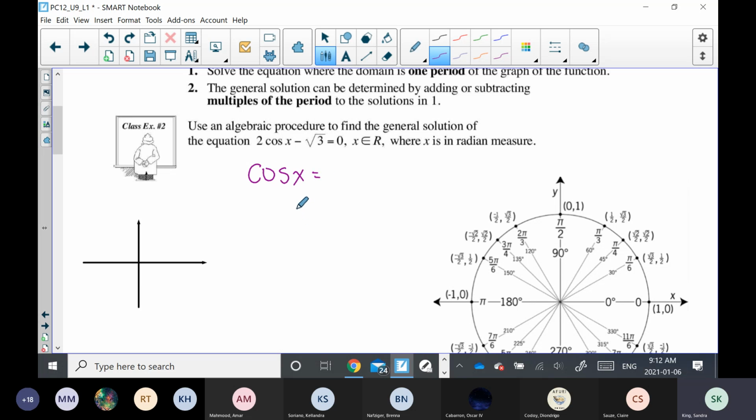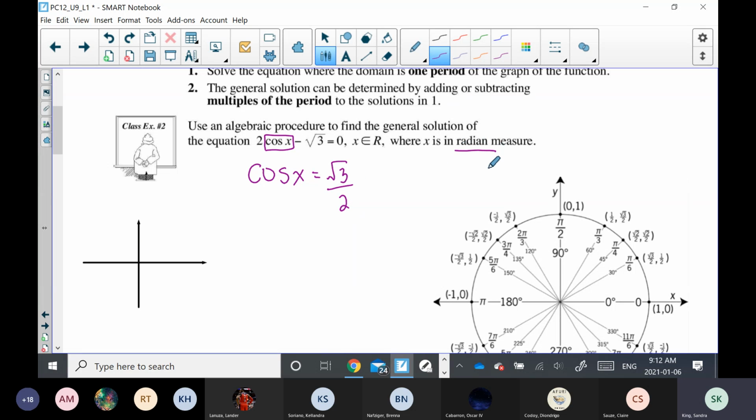Lander, what do you get the cos of x is equal to? Oh, sorry, I'm not done yet. Not done? Okay, I'll give you a minute to finish that off. Again, you're just getting this guy by itself. Is it square root of 3 over 2? Yep, that's exactly what it is. Root 3 over 2. Cos of x is root 3 over 2.